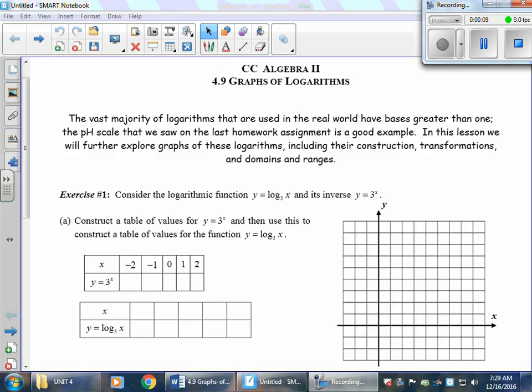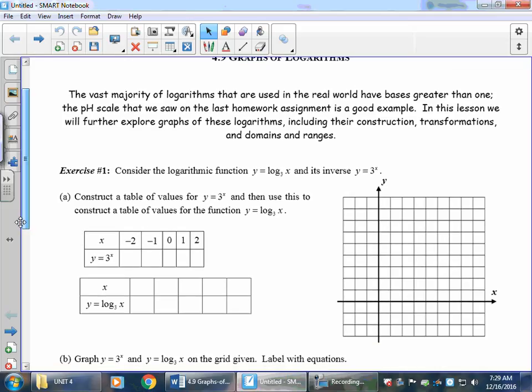Now, I know logarithm is a pretty scary word, but remember what it means. It just means it's the exponent. We're just talking about the inverse of an exponential function that we cannot write any other way, so we need to use a word that represents it. So, we're going to explore some graphs today, including their construction, their domains, and their ranges.